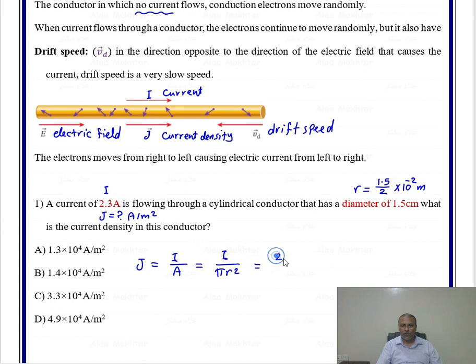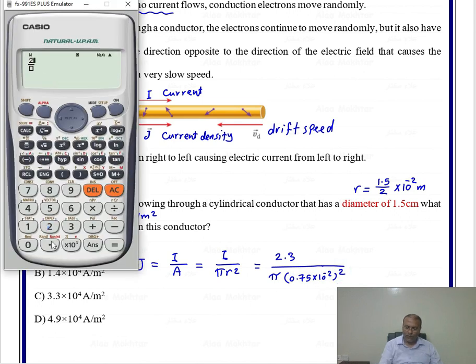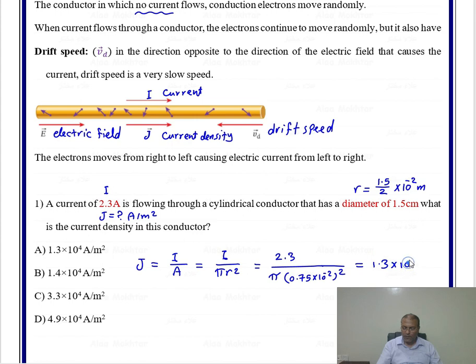It means 2.3 over pi times 1.5 divided by 2, which is 0.75, multiplied by 10 to the negative 2, squared. Using a calculator, 2.3 divided by shift pi times 0.75 times 10 to the negative 2 squared. The answer is 1.3 times 10 to the power 4 ampere per meter square.